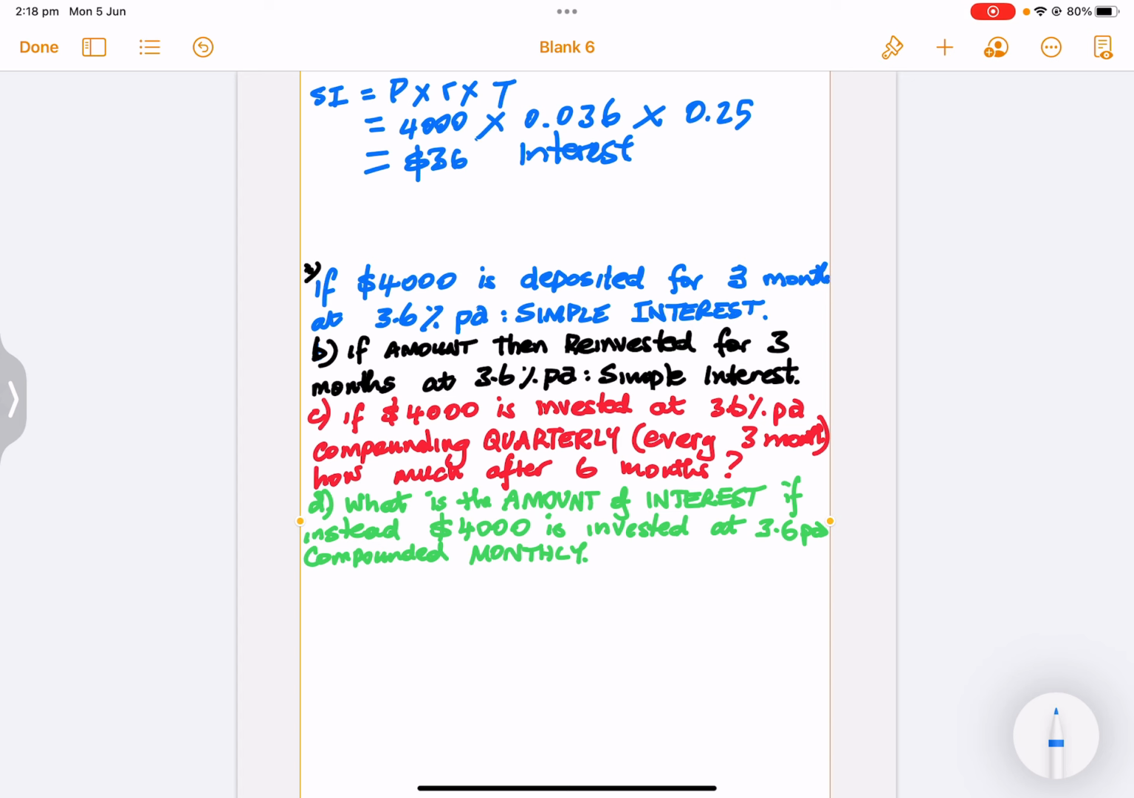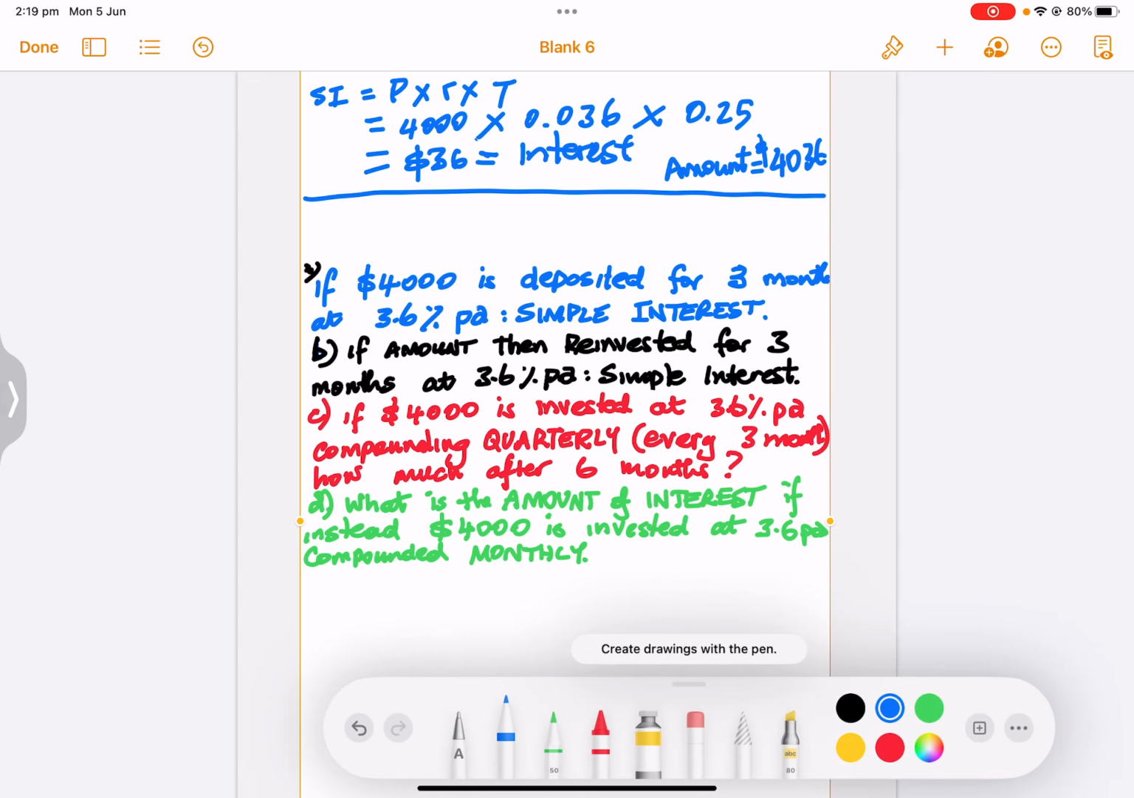All right, but it didn't specify, so we'll put an amount would be $4,036. The interest would be $36. Okay, so that's part A. Let's go to part B.